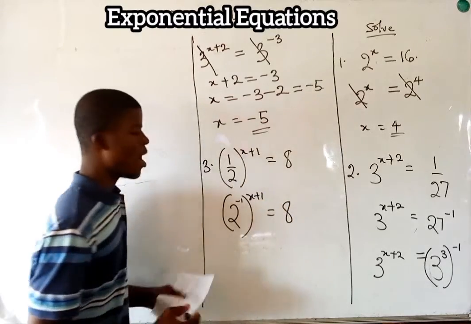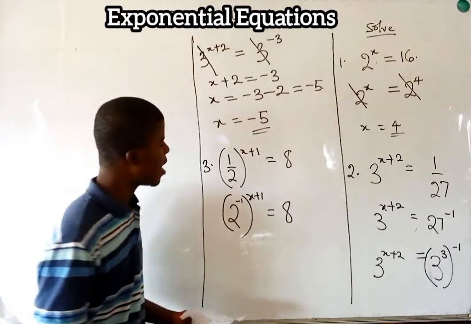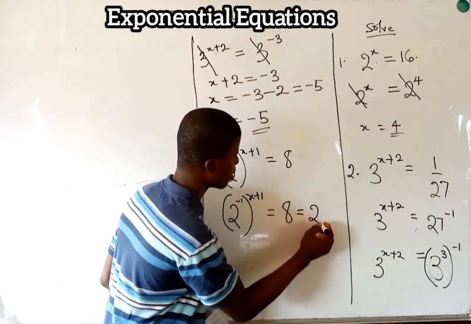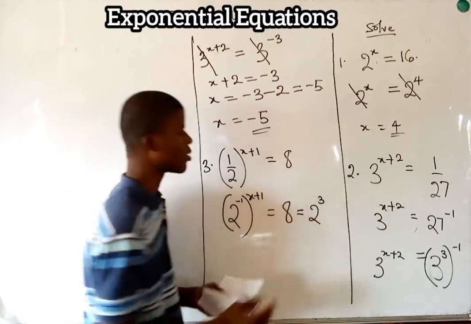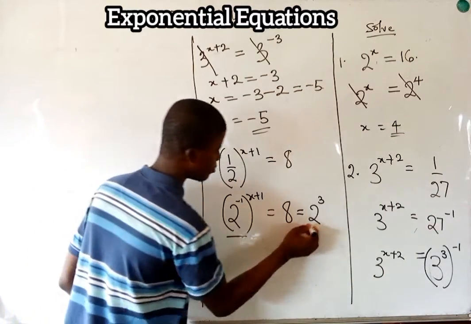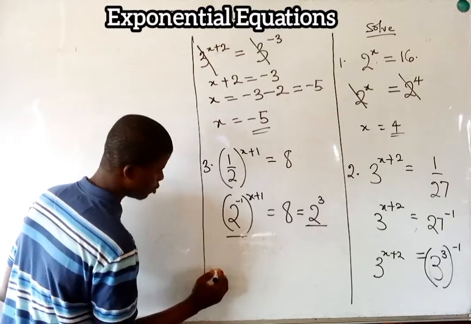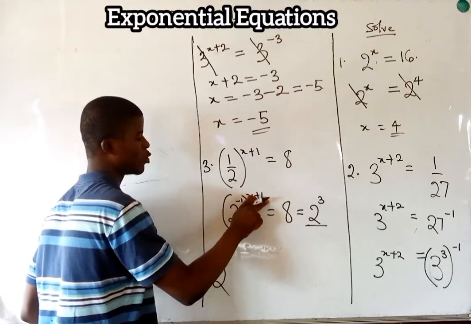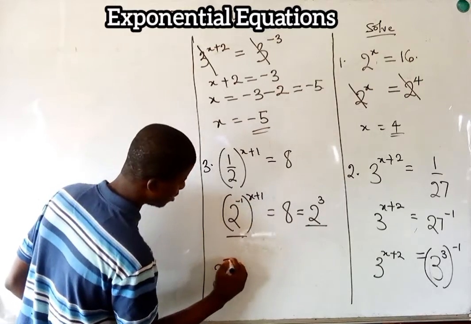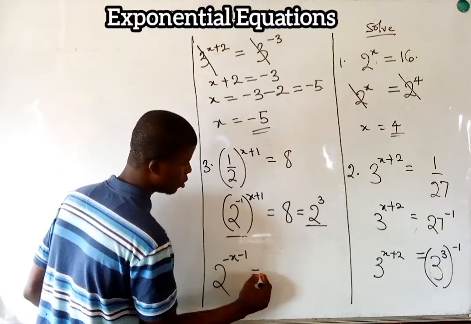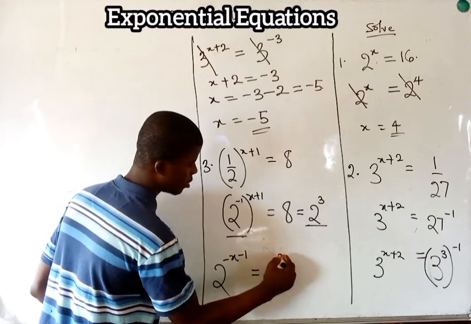8. And let me let you know that I can express 8 as 2 to the power of what? 3. 2 times 2 times 2 will give me 8. So I will work with this 2. This negative 1 will affect this x plus 1. So negative 1 times x is negative x. Negative 1 times 1 is what? Negative 1. So it is equal to 2 to the power of 3.